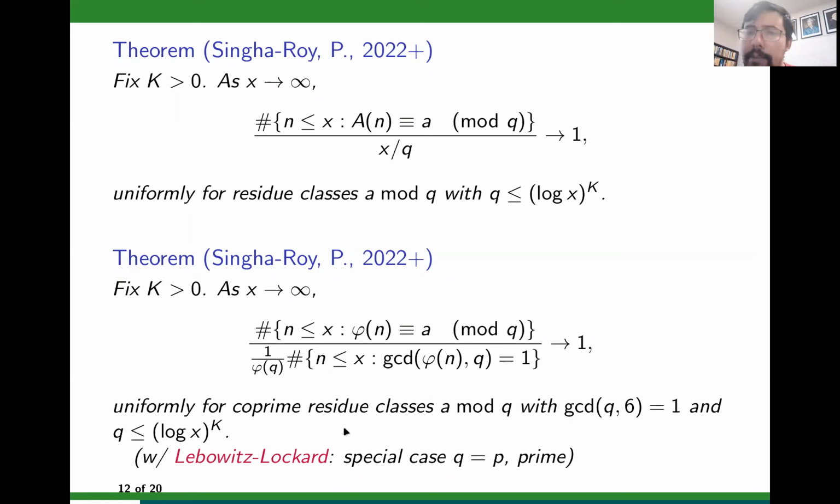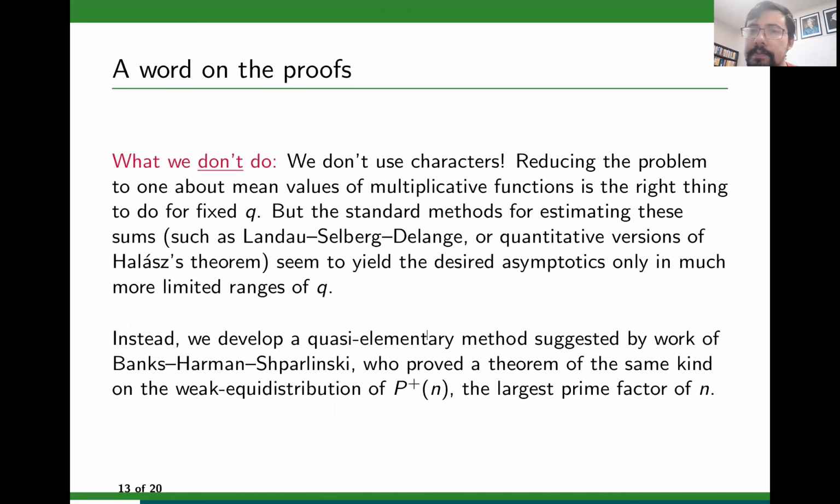Okay, so yeah, the main theorems I'm announcing, and this all has to be written up. We hope it's correct, but we're in the process of writing it up. You have something like a Siegel-Walfisz theorem for these two functions, a of n and phi of n.